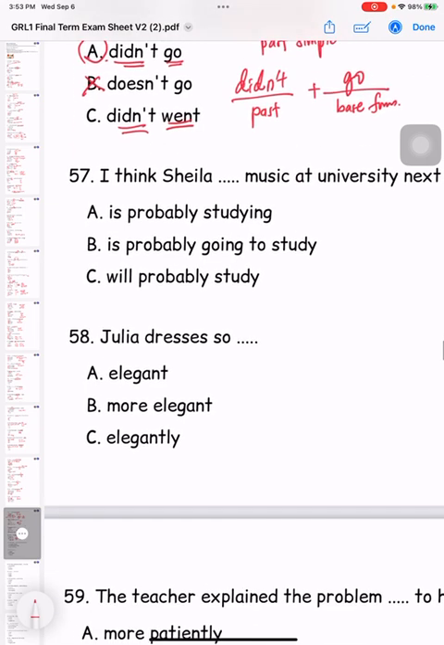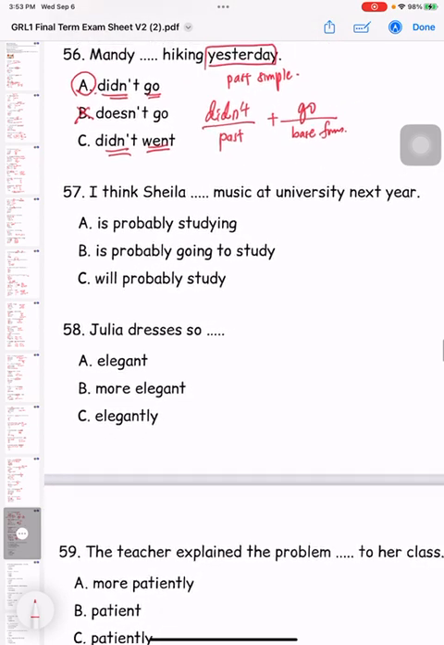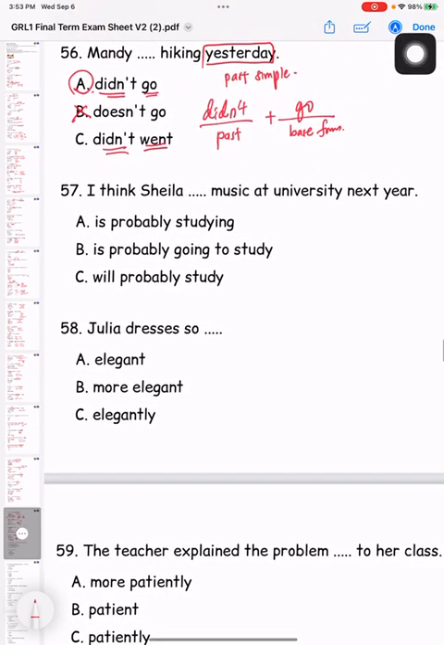Very good. Okay, 57. I think Sheila music at university next year. It's talking about next year now. 明年. So this is something in the future, 未来的事情. Which one should we use? Should we use is probably study, is probably going to study, or will probably study?